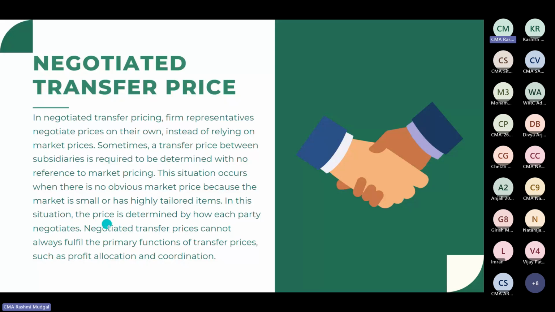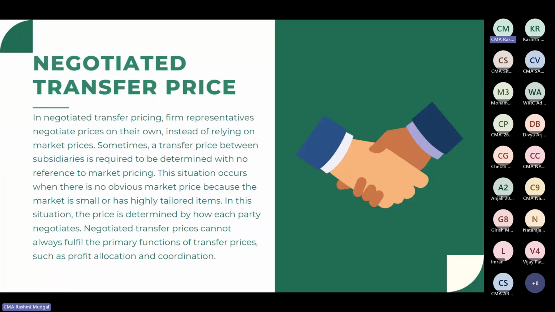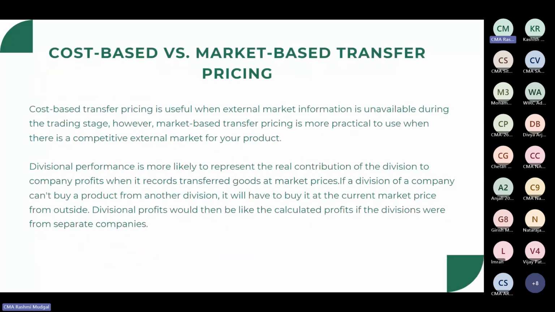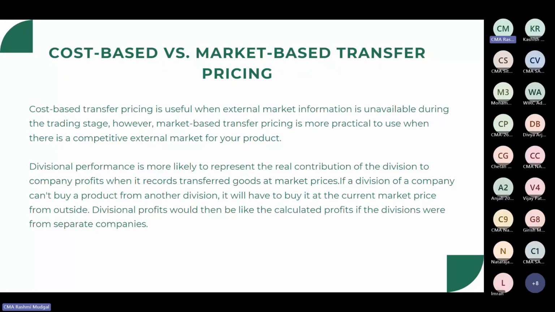Negotiated transfer price cannot always fulfill the primary function of the transfer price, such as profit allocation and coordination. So this is more of a tuning between the people sitting at the table and what they want from each other. Negotiation is totally human-based, depending on how human behavior reacts to each other. What is the difference between cost-based and market-based? Firstly, cost-based transfer pricing is useful when external market information is unavailable.